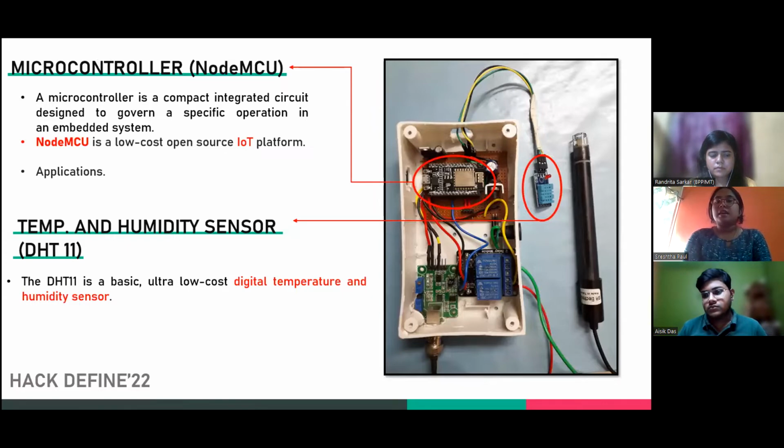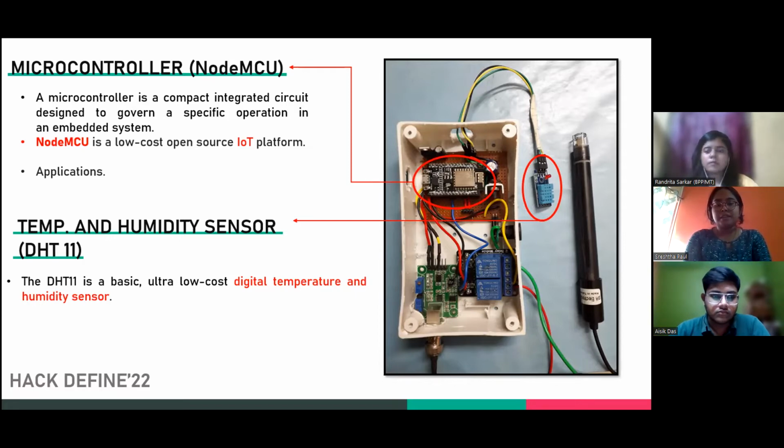Firstly, the microcontroller. A microcontroller is a compact integrated circuit designed to govern a specific operation in an embedded system. Here, the microcontroller that we are using is NodeMCU, which is an open source development board specially targeted for IoT-based applications. Next is the temperature and humidity sensor, DHT11. This is a basic ultra low-cost digital temperature and humidity sensor, which is used to see the temperature of the water that we are using.